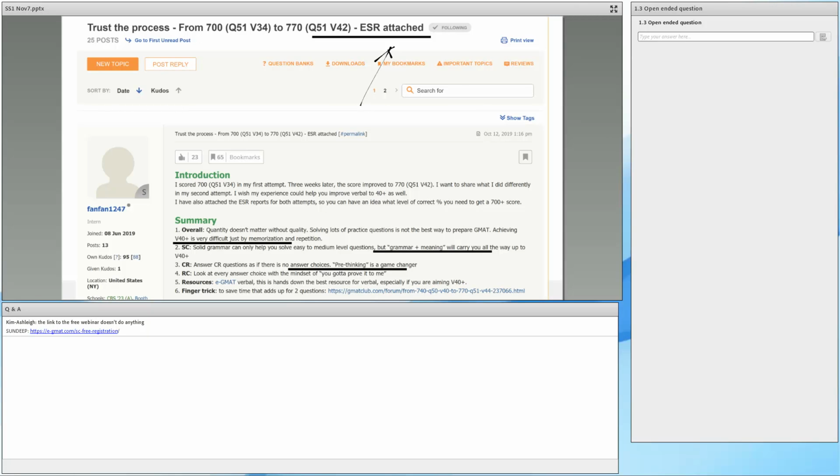He says solving lots of practice questions is not the best way to prepare for the GMAT. Achieving V40 plus is not just about memorization and repetition. And he says, without the meaning, you can get to the easy to medium questions, but grammar plus meaning will carry you all the way up to a V40 plus score. And for CR, he says, answer CR as if there are no answer choices. Pre-think on everything overall.